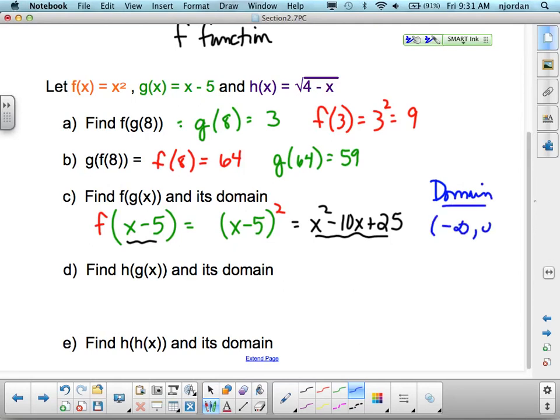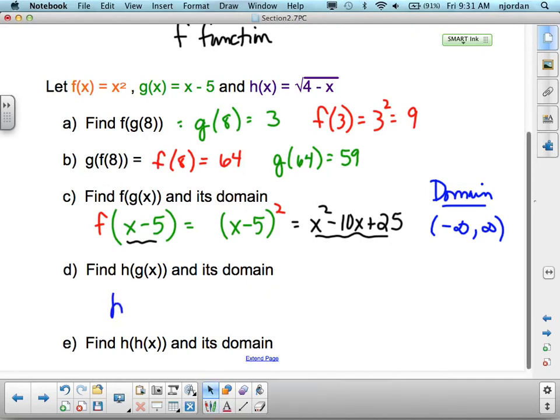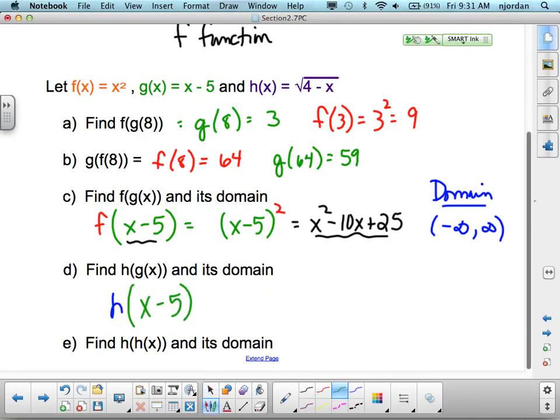So negative infinity to infinity. Okay, let's try h of g of x and then find that domain. So this time I'm going to take my blue function and substitute in the x minus 5, or the green function, into the blue function.